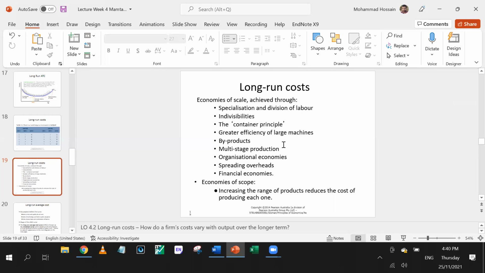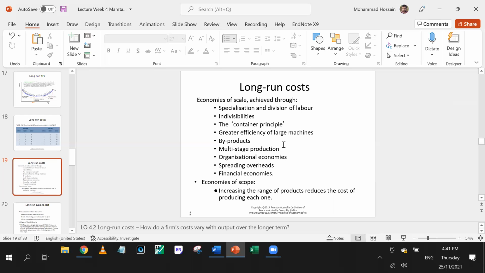Then multi-stage production, different stages of production. Organizational economy: spreading overhead. Spreading overhead means your per unit cost will be spread over all the products. You can say that is like a variable cost per unit as well. There are some costs which you have to divide, like fixed cost overhead. When you talk about fixed cost overhead, it means you are spreading the fixed cost onto the other products too, not only one product. You're spreading it over the whole production.